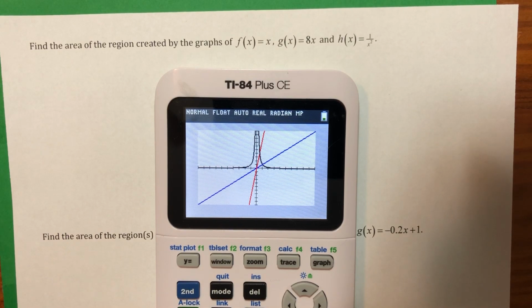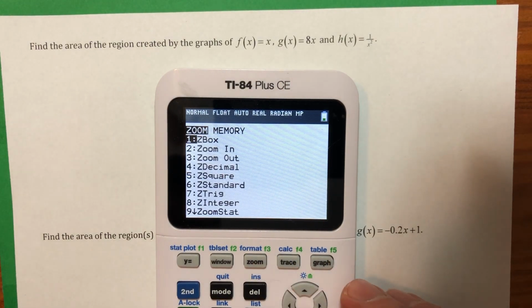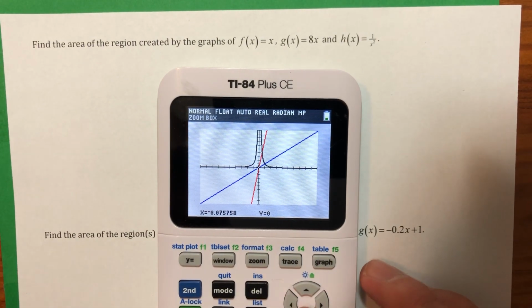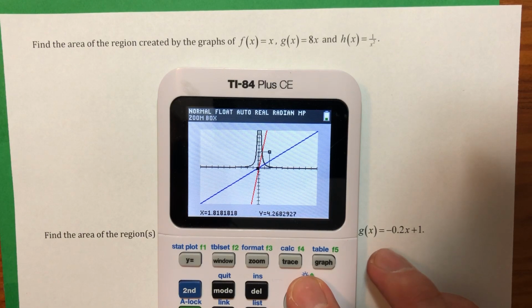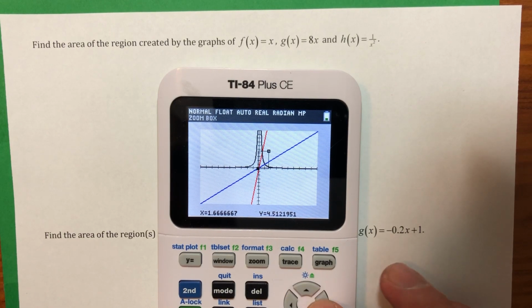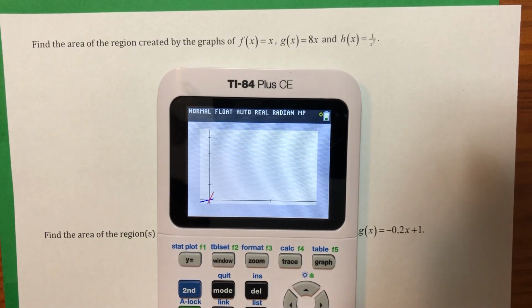Let's get a better picture of it. I'm going to zoom in. I'm going to do a little trick here. I'm going to call it zoom box. We'll start around the origin. I like to go down a little bit, and then we will box it in right there, and I'll be able to get a better picture of what's going on.